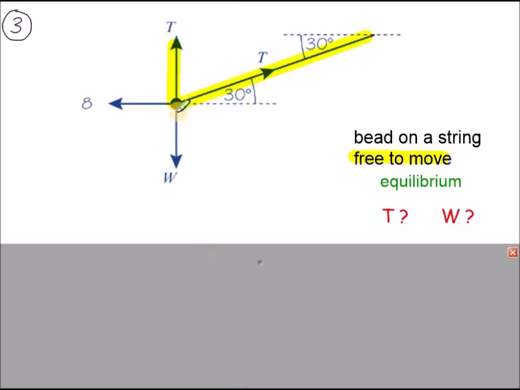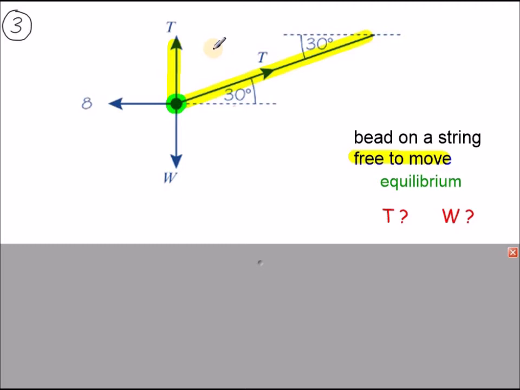Example 3. So we have this bead here which is threaded through a string represented in yellow here, and it's free to move, so the tension in the string here and here is exactly the same. The string and the bead are smooth, so there are no frictional forces. We can see the weight force of the bead here vertically straight down, and an 8 Newton force is applied in this direction to the bead.